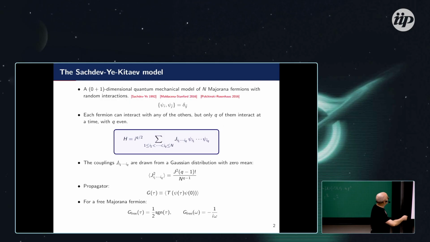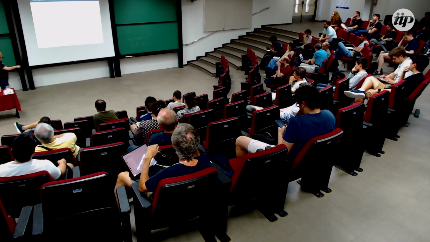Okay, so each fermion can interact with any other fermion. Here's the Hamiltonian via this Q fermion interaction. We can change this Q. This is going to be the parameter of our theory, and maybe I'll just use the green board to show you how it's related to some other things. Okay, so these J's are random couplings, and we're going to sum over this randomness. The mean of J is 0, and J squared is some number that scales with N.